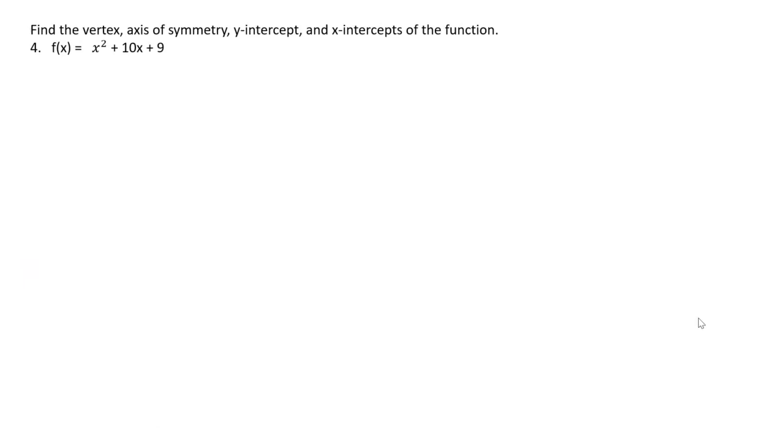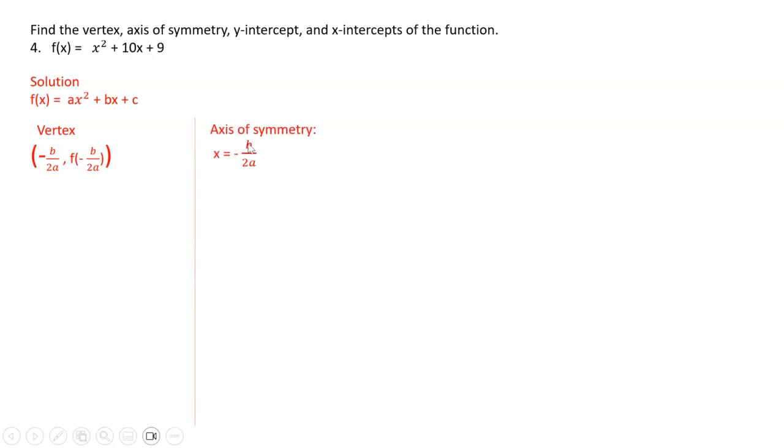Now, number 4. It says find the vertex, axis of symmetry, y-intercept, and x-intercepts of the function. The function is f of x equals x squared plus 10x plus 9. Right, so here, guys, to find the vertex, this is a formula for the vertex. The axis of symmetry is x equals negative b over 2a.